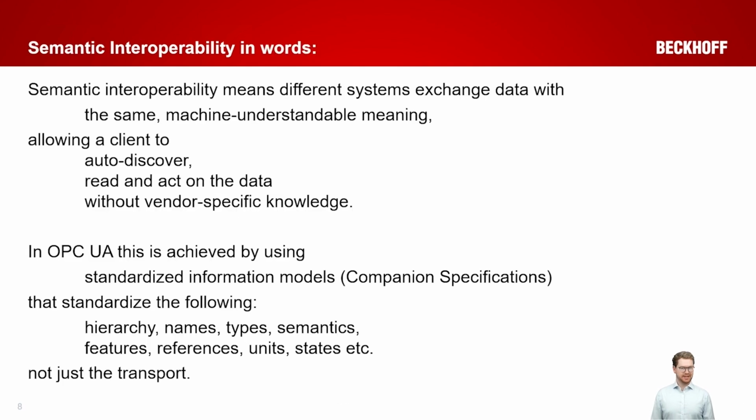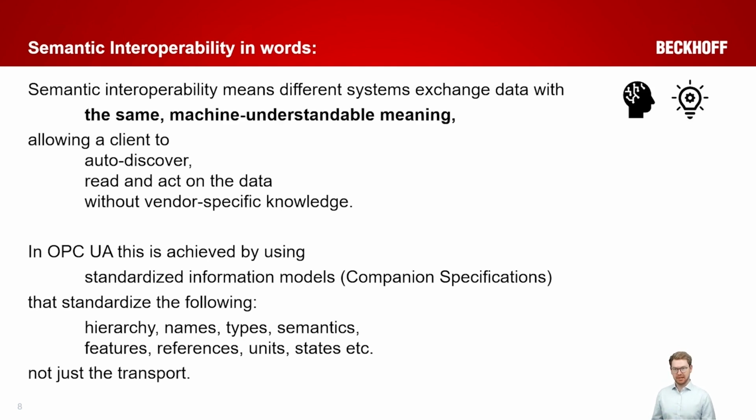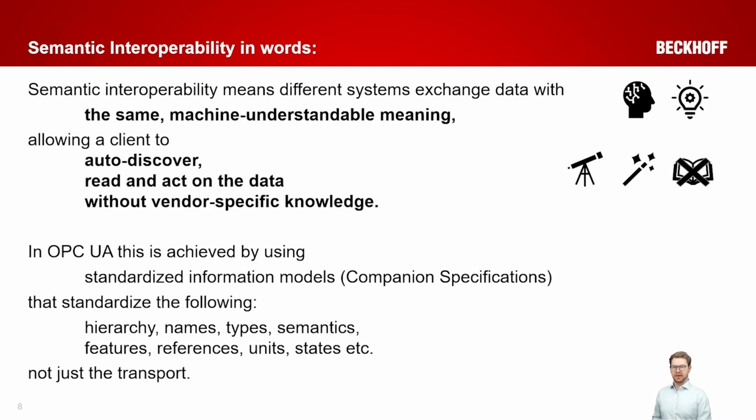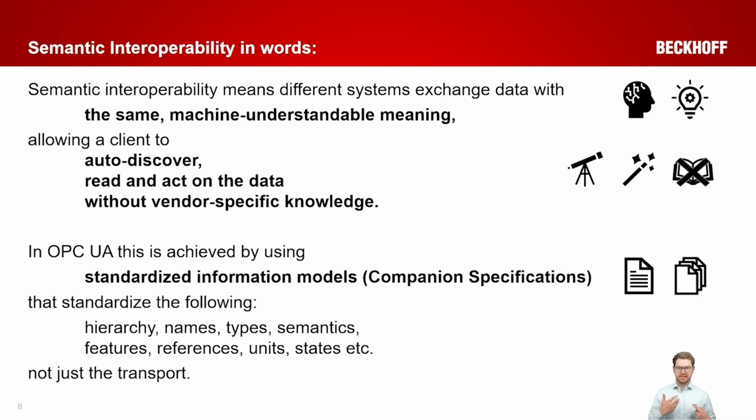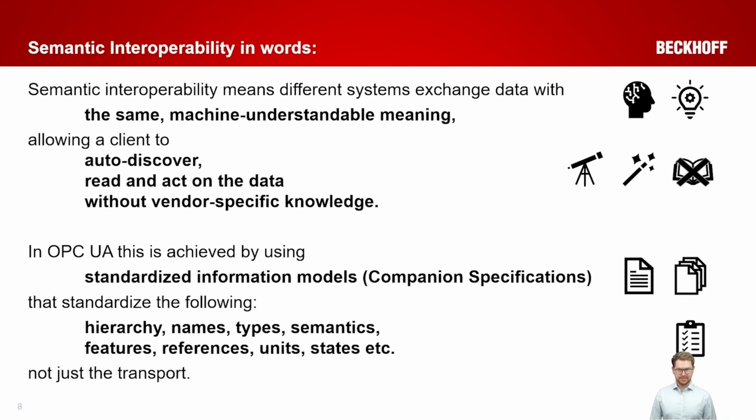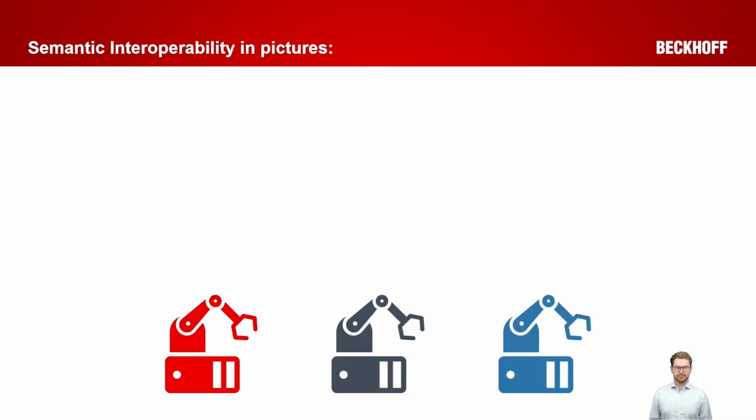So, what is that? Semantic interoperability means that different systems can exchange data with the same machine-understandable meaning, allowing a client to auto-discover, read and act on the data without vendor-specific knowledge. In OPC UA, this is achieved by using standardized information models, for example, companion specifications, there are others, and they standardize the following things, and not just the transport. This is a lot of words. I'm going to show you what that means in pictures.